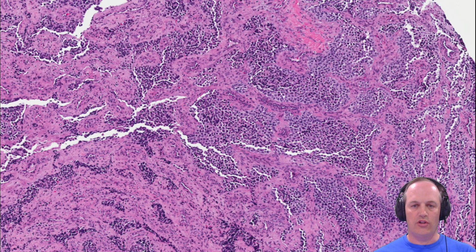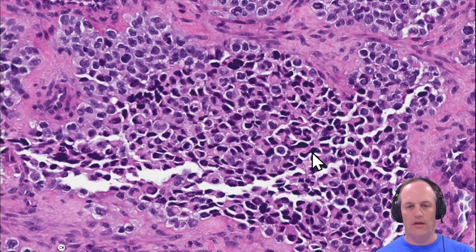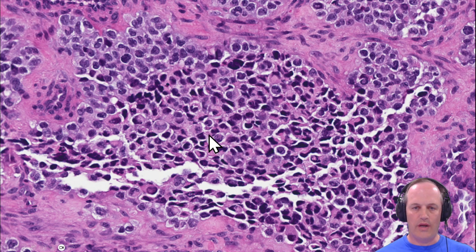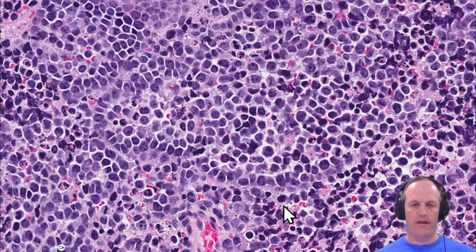And you're going to see at low power these nests of cells. Again, these are pretty discohesive tumors, so you can see these artifactual cracks here because these cells don't really stick to each other very well, but they still have some cohesion. If you did a touch prep, you might see some clumps of cells. And you see this kind of rhabdoid cytology here where you see a lot of pink cytoplasm that's pushing the nucleus off to the side in a lot of these cells.